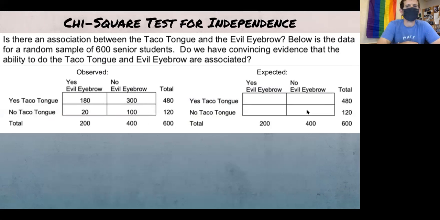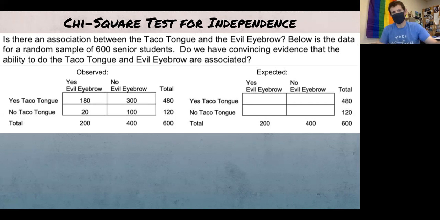Okay, so here is an example. This might be a little bit of a silly example, but we can still get the idea. We have taco tongue and evil eyebrow, which may be silly names, but basically, if you can put your tongue in a loop, if you know what that is, of course, and then I guess evil eyebrow is maybe where you can raise one eyebrow. Is that the evil eyebrow? I don't know. But let's just say, can you do this weird thing with your eyebrows? And if you can, then can you also make a loop out of your tongue?